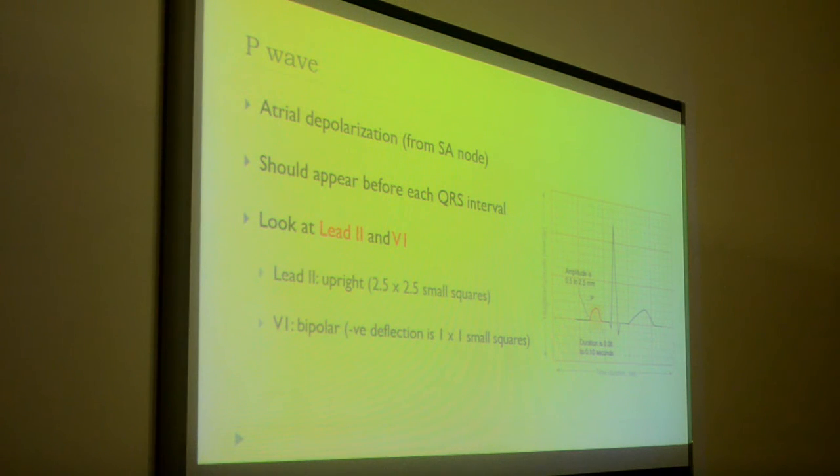When we want to check the atrial size, we look at lead 2 and V1. You can look at other leads, but to make things simpler, these are the two most important. If the amplitude is higher, generally this means right atrial enlargement. If the duration is longer, if the wave is wider, this is most likely left atrial enlargement. And the criteria are whatever the doctor tells you in his lectures.